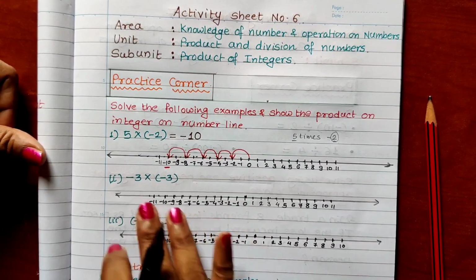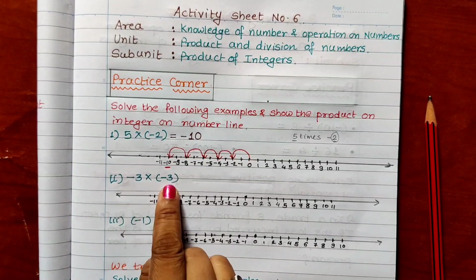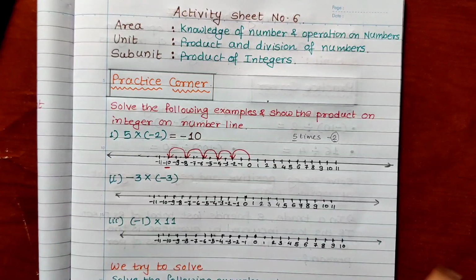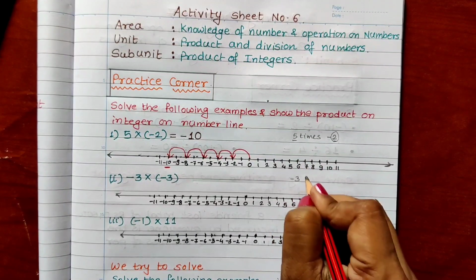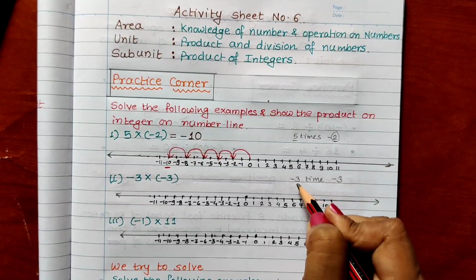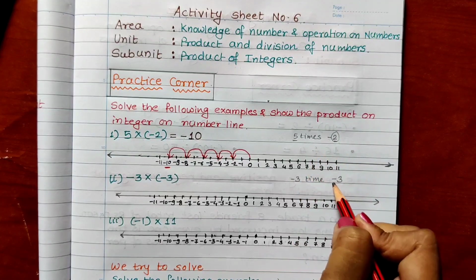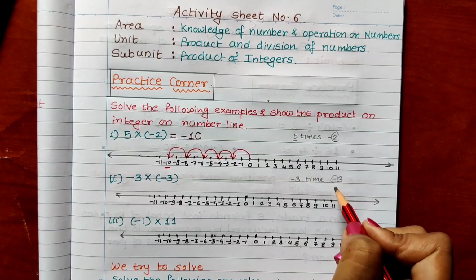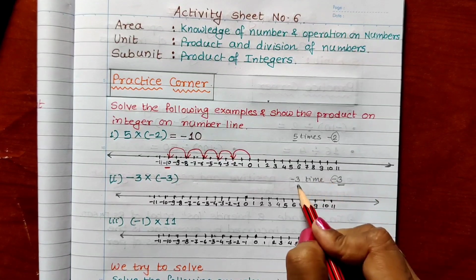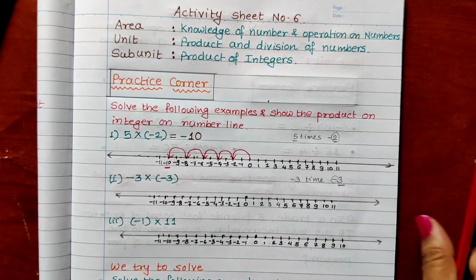Now let us show the second example on number line. Second example is minus 3 into minus 3. That means 3 times minus 3. So as it is minus minus, answer should be plus, correct? But it has a minus sign, so we have to take the jumps on the left hand side of 0. Jumps of 3 units. How many times? 3 times. Jumps of 3 units, 3 times. So let us take the jumps.